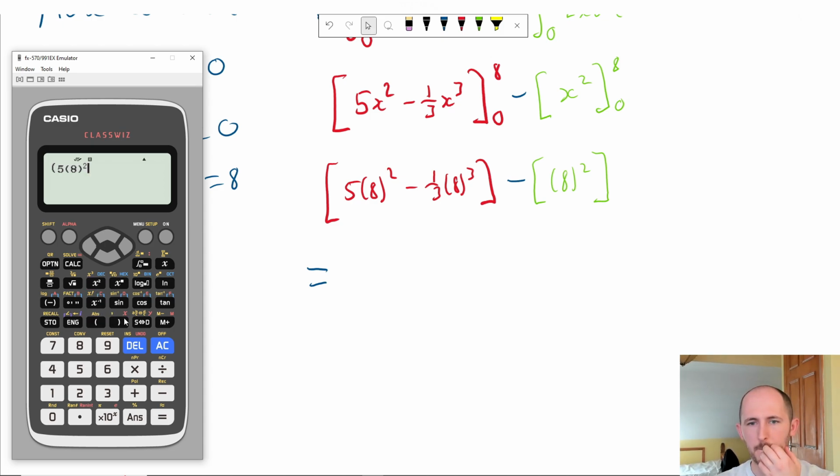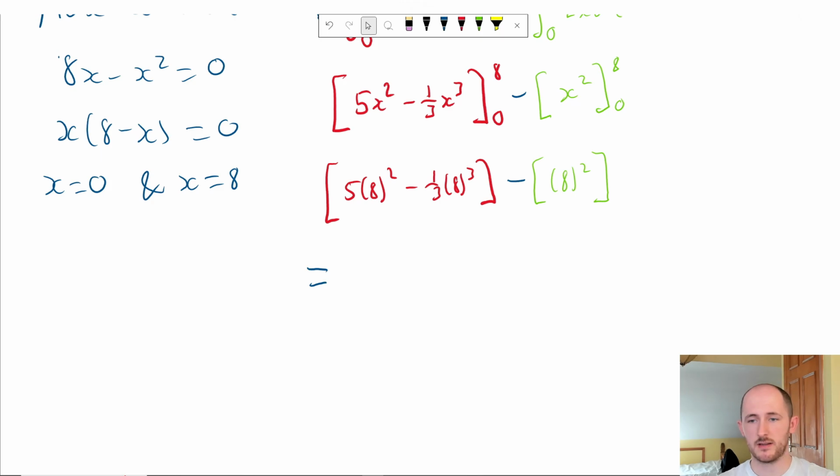So 5 times 8 squared minus a third 8 cubed, take away 8 squared. 256 over 3. 6 marks. 8 in total.